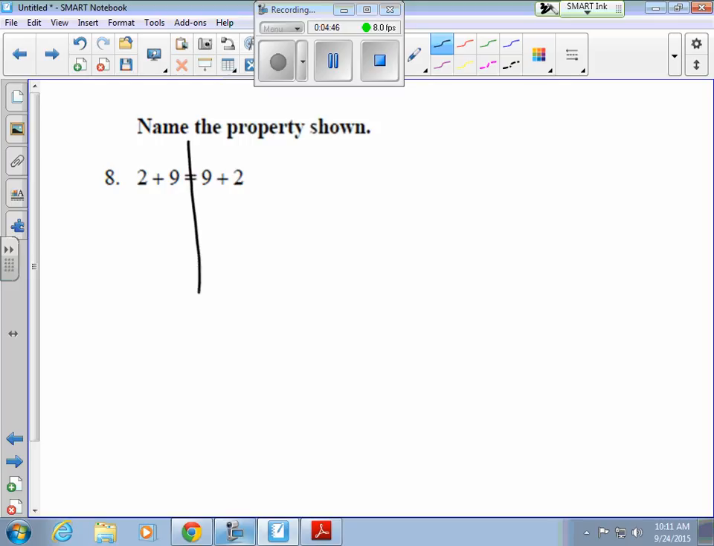How does it look? On the left side, it says 2 plus 9. On the right side, it says 9 plus 2. Everything stays the same except the numbers move, or the numbers commute. They move positions. Therefore, this is the commutative property of addition.